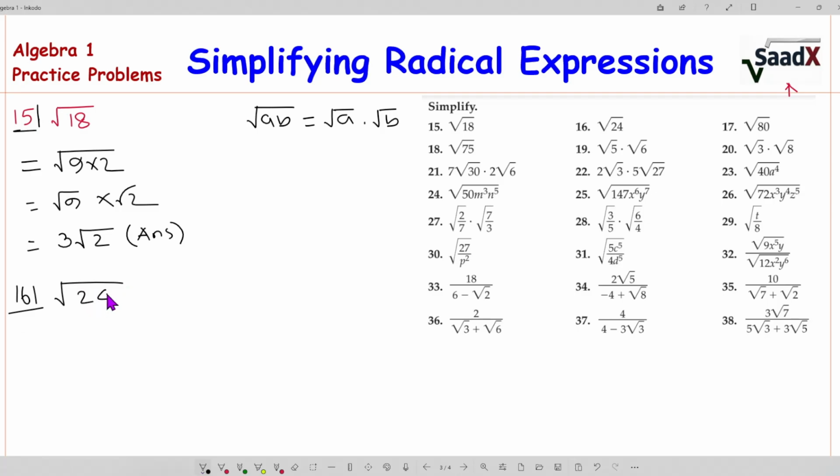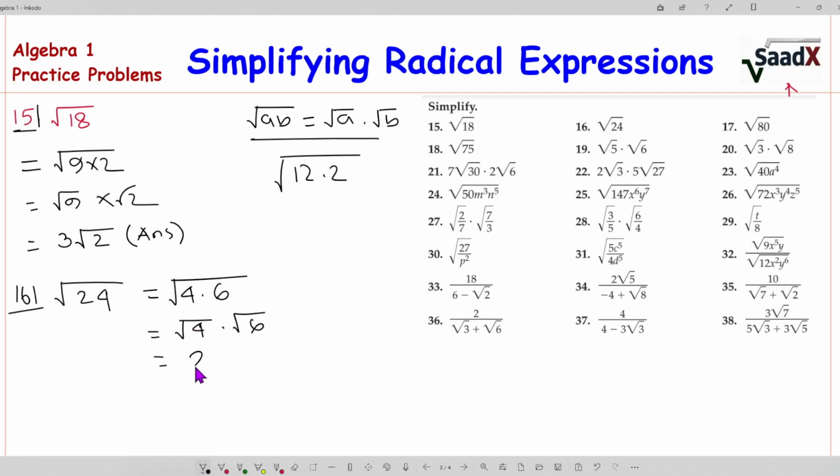Next one, root 24. So this one also we will make like this. So first here is a root 24, we can write 4 times 6, but why not 12 times 2? This one also we can write, but why 4 times 6? Because this 4 is a perfect square. So once we make a square root, we can write like root 4 times root 6. Then root 4 means 2 and here is root 6. This is our answer.